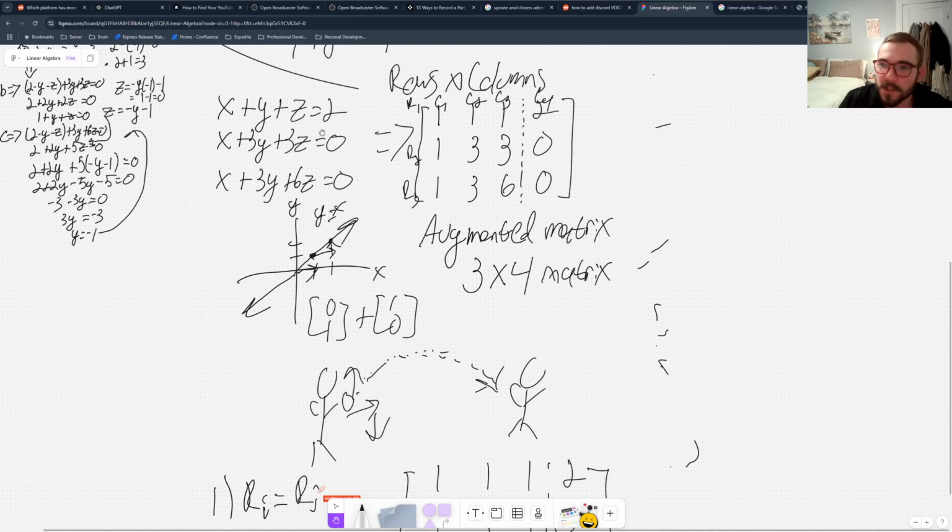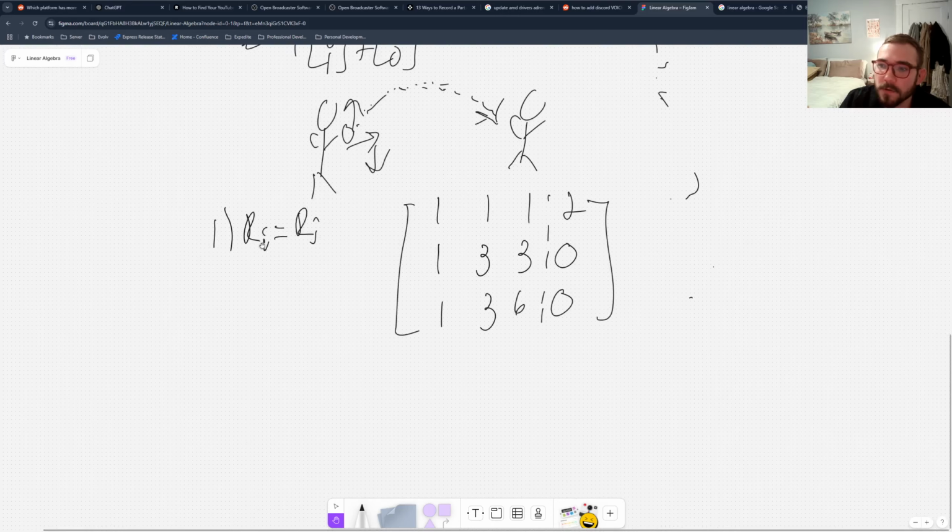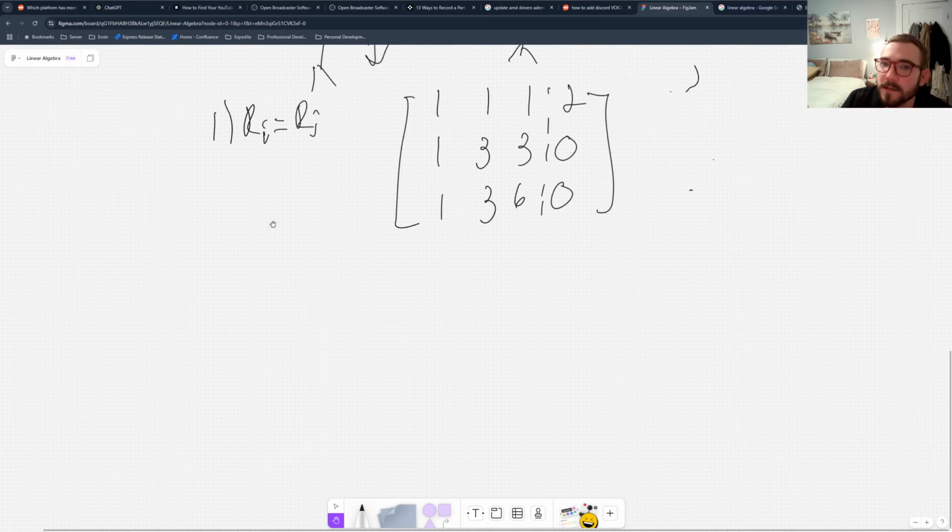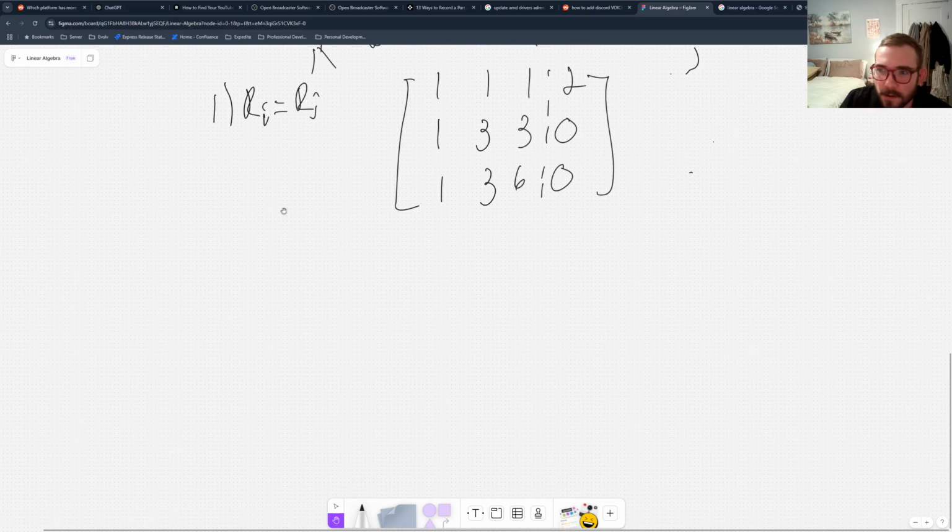Yeah. So you're not allowed to switch columns, but you are allowed to switch rows. And it can be convenient to do that. So that's kind of like the simplest thing you can do.